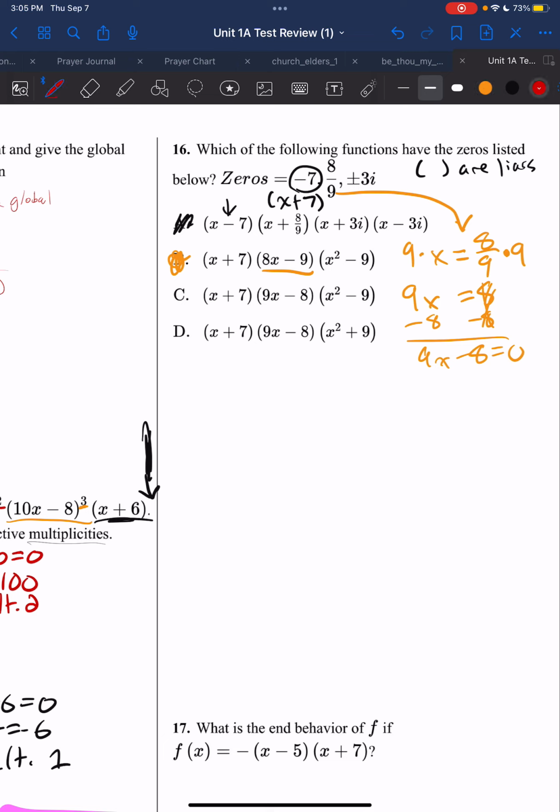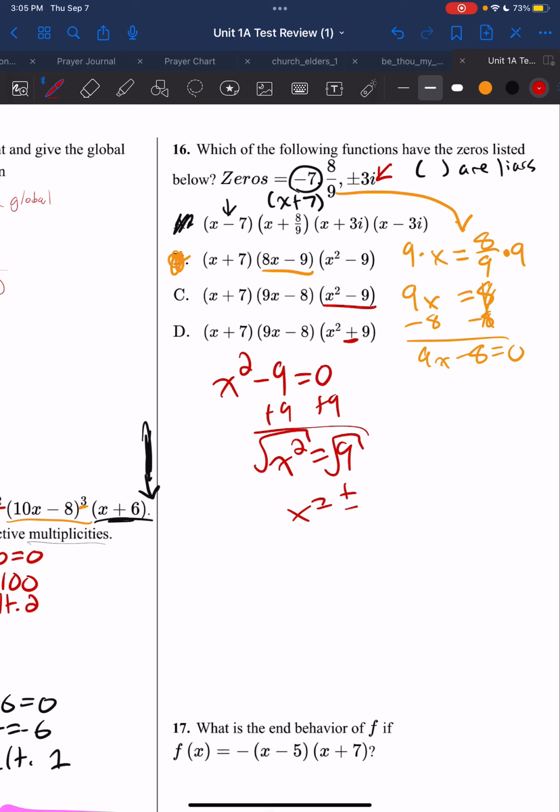And here, if you remember, to get an imaginary number, the plus or minus 3i, you need a plus in here. So right off the bat, that could tell you. And if you get stuck, just solve them. So if I solve C here, so x squared minus 9 equals 0, plus 9. If I take the square root, that just gives me plus or minus 3. Cool.